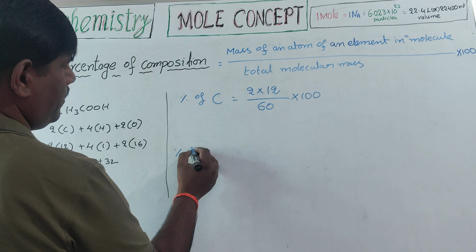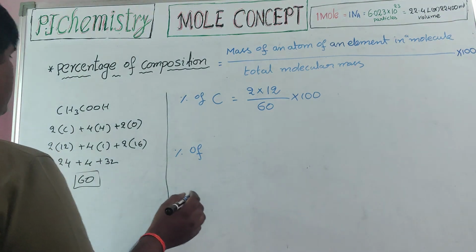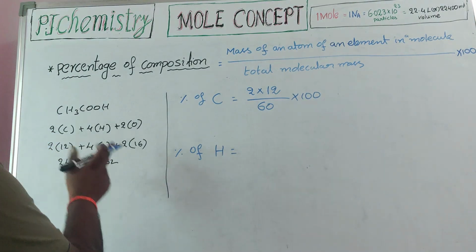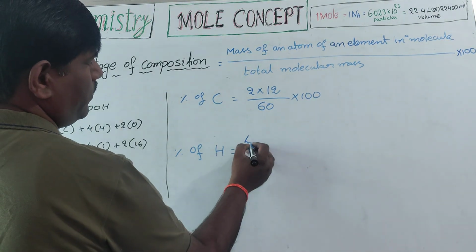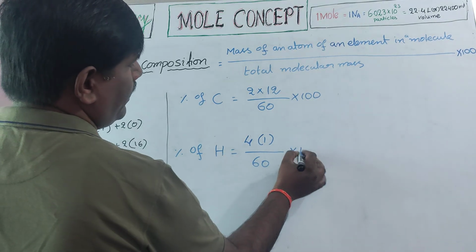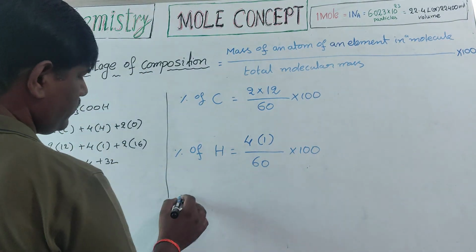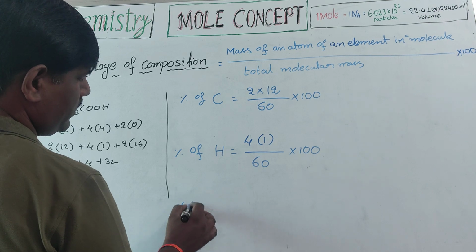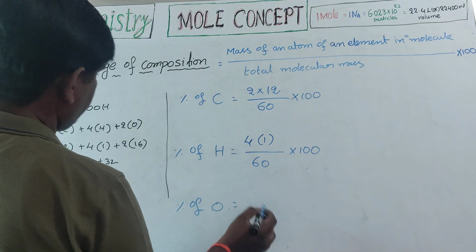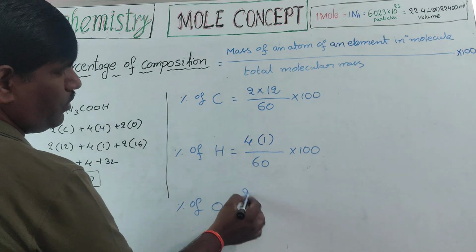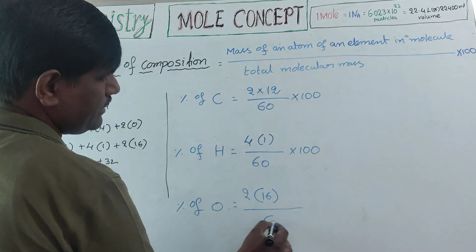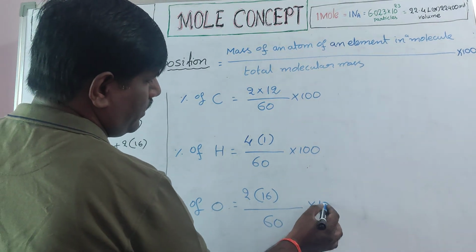Next, percentage of hydrogen I want. So, how many times is hydrogen there? 4 times. So, 4 into hydrogen mass number, 1, by 60, into 100. Next, percentage of oxygen. Oxygen, how many times are there? 2 times. So, 2 into oxygen mass number, 16, by 60 total molecular mass, into 100.